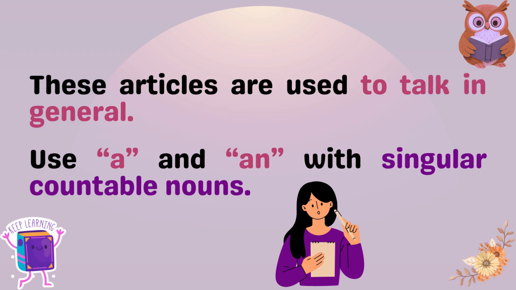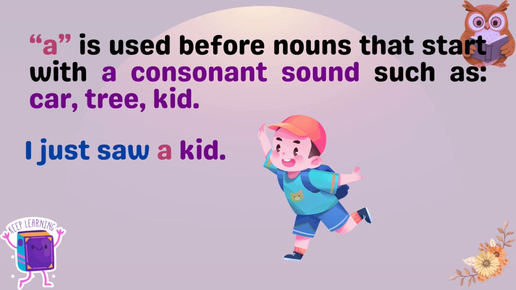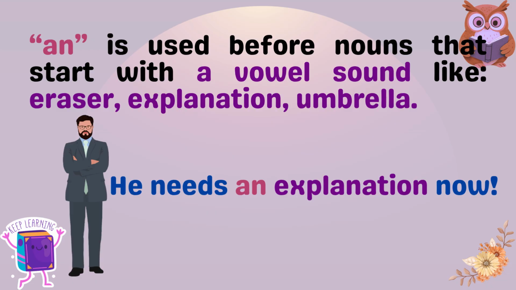These articles are used to talk in general. Use a and an with singular countable nouns. A is used before nouns that start with a consonant sound, such as car, tree, kid. I just saw a kid. An is used before nouns that start with a vowel sound, like eraser, explanation, umbrella. For example, he needs an explanation now.